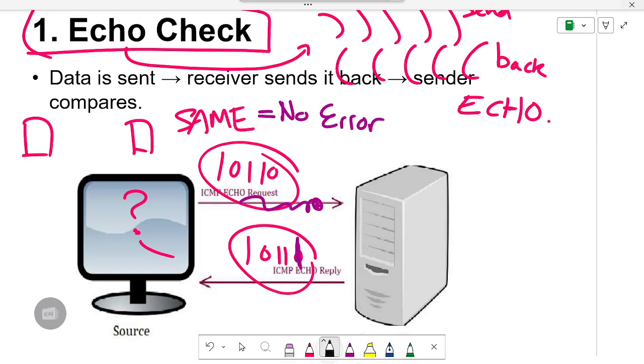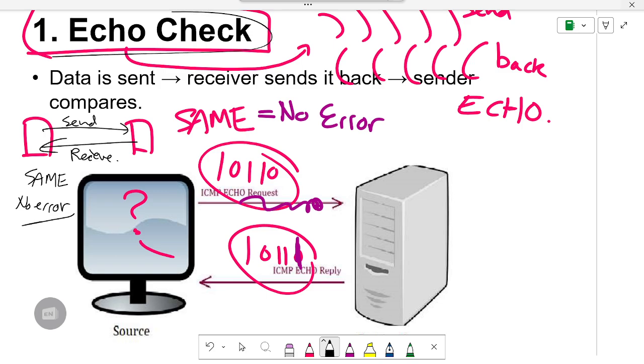And then you just say, you send the data, and you receive the data. If they're the same, just write it means no error. Okay? And this is called echo check. Cool. This is the most standard check. It's just you reply.